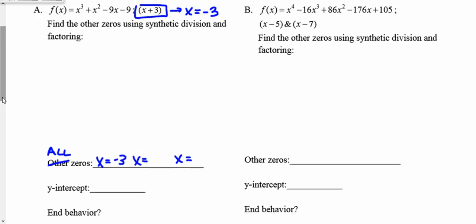Now if you read the directions, it says find the other zeros using synthetic division and factoring. So I'm going to use synthetic division since I do know one of the zeros. So one of the zeros is -3.